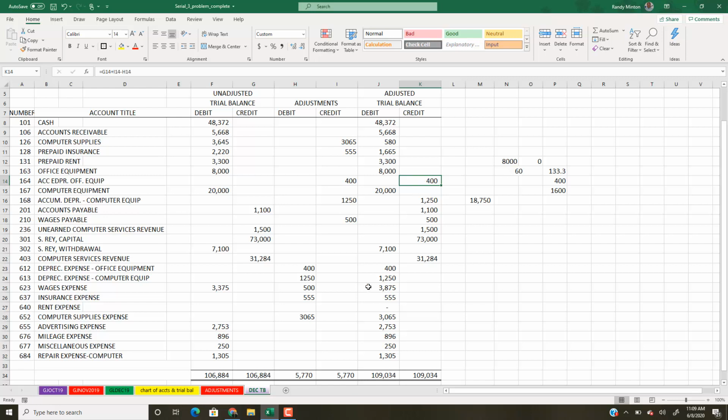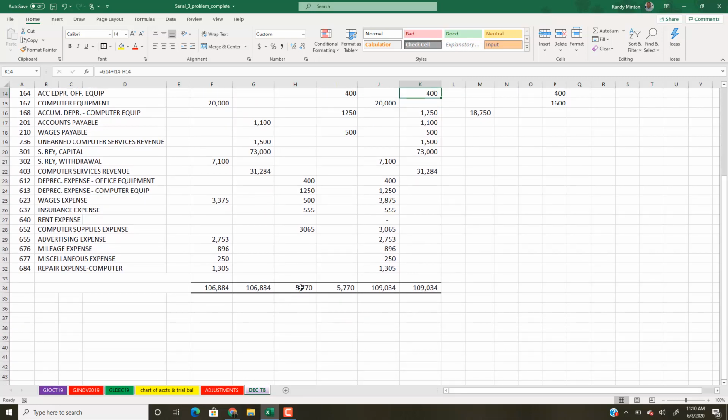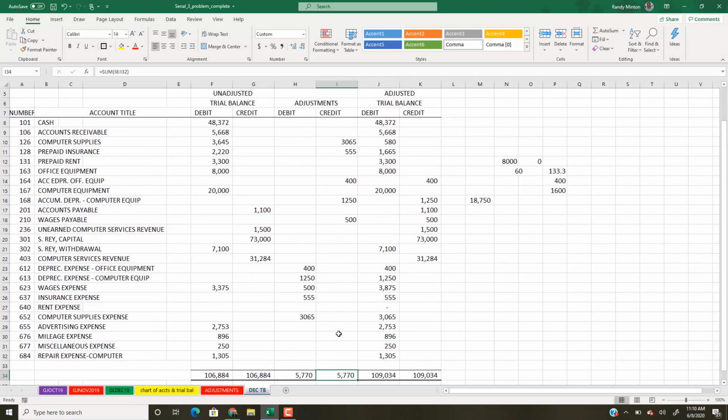This number minus this number. Okay, clear as mud. Also notice right now, and I'll pull this up a little bit to make sure you can see it, 5770, 5770. So we know that we are in balance, and you have to make sure that you're always in balance with a debit and an equal credit.